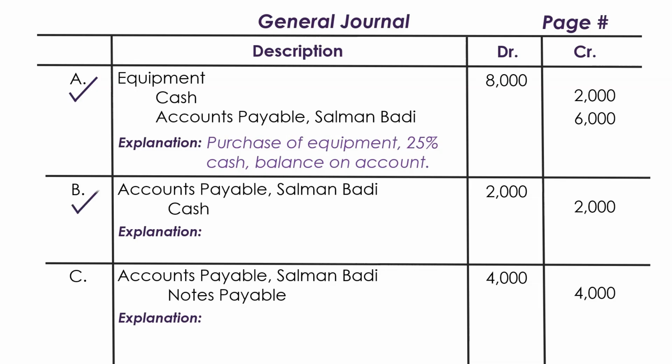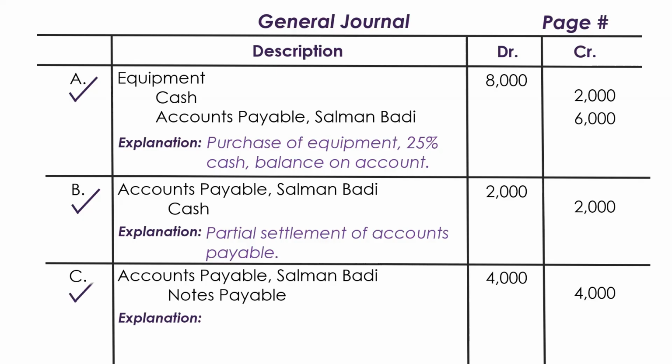Next, Chef Emad paid $2,000 in cash towards this debt. This payment reduces both his cash and accounts payable by the same amount, reflecting a lower liability. So the explanation is partial settlement of accounts payable.